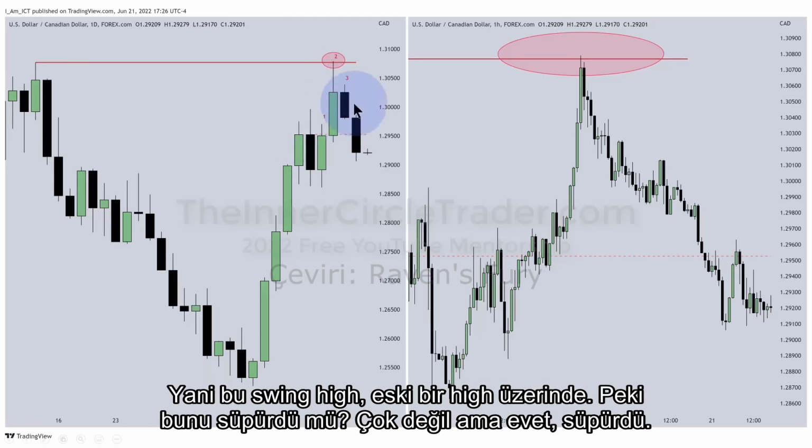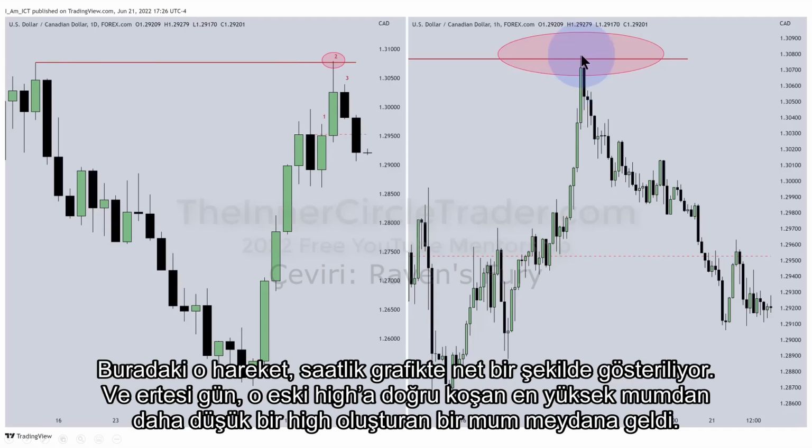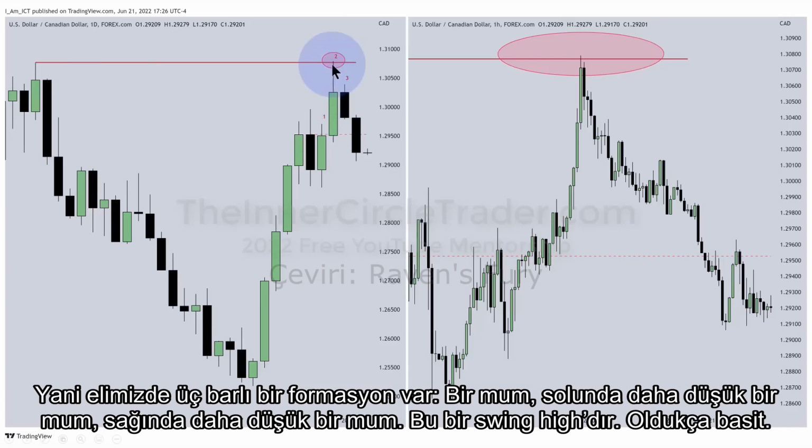So this swing high at an old high, did it run it? Not by much, but it did. That movement right here is shown clearly on the hourly chart, and the following day, creating a high that has a lower high than the highest one that ran into that old high. So we have a 3-bar pattern. One candle, the lower candle to the left, a lower candle to the right. That's a swing high. Pretty simple stuff.